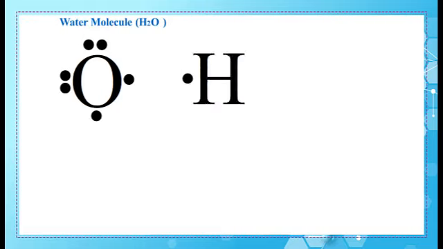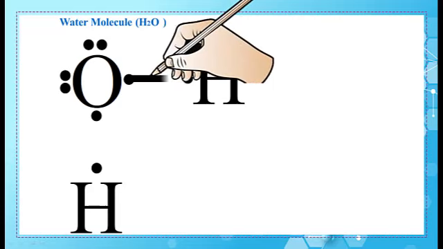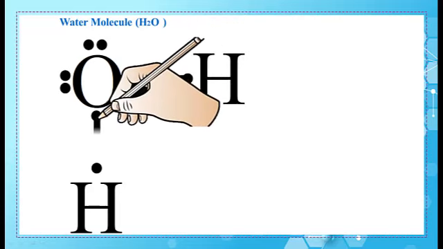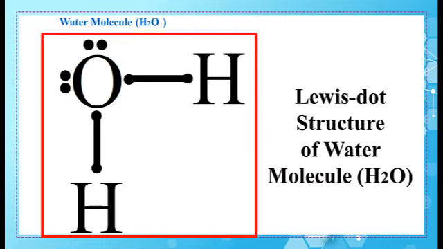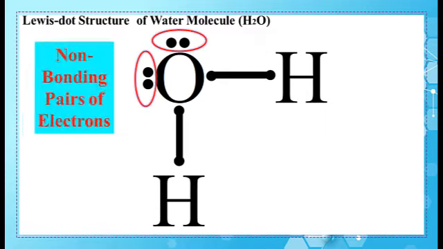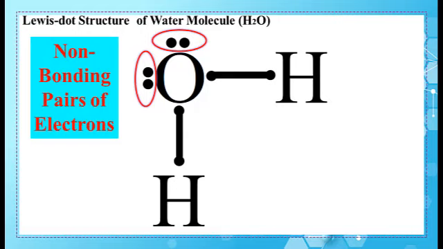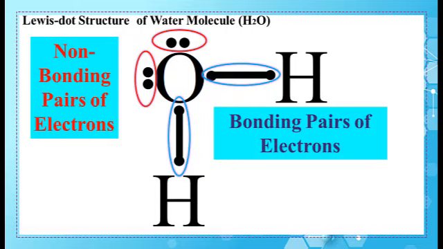Let us write the Lewis dot structure of the water molecule H2O. First, we write the Lewis dot symbols of the oxygen and the two hydrogen atoms in such a way that the lone electrons are put opposite to each other. Then we join these lone electrons. This structure formed is called the Lewis dot structure of water molecule. In this structure, we have two non-bonding pairs of electrons and two bonding pairs of electrons.